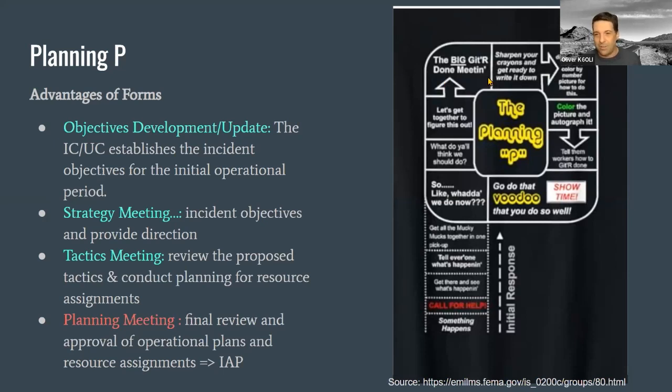Then sharpen your crayons and get ready to write everything down. Cuss, discuss, and nod on a color by number picture for how to do this. Then color the picture and autograph it, right? That's signing the IAP. And then tell them workers how to get her done. And then it's time to go do that voodoo that you do so well.